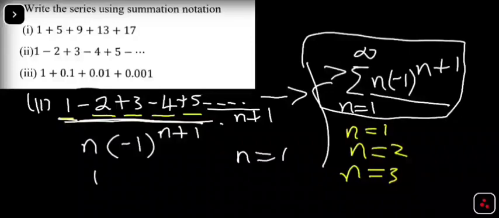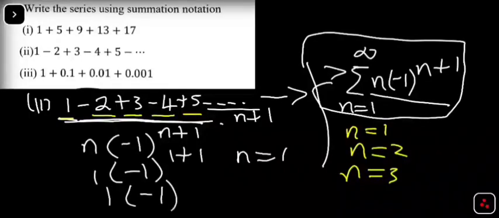So you plug in 1 where there is n, 1 plus 1, which is 2. So it will be negative 1 squared. When you do the calculations, you're going to find 1. So we are still getting this one.